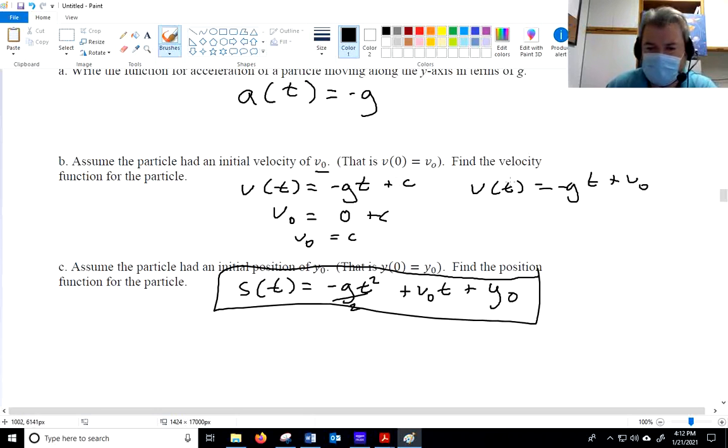So as you can see, all you need to know is gravity and your calculus, and you can get any equations that you need.